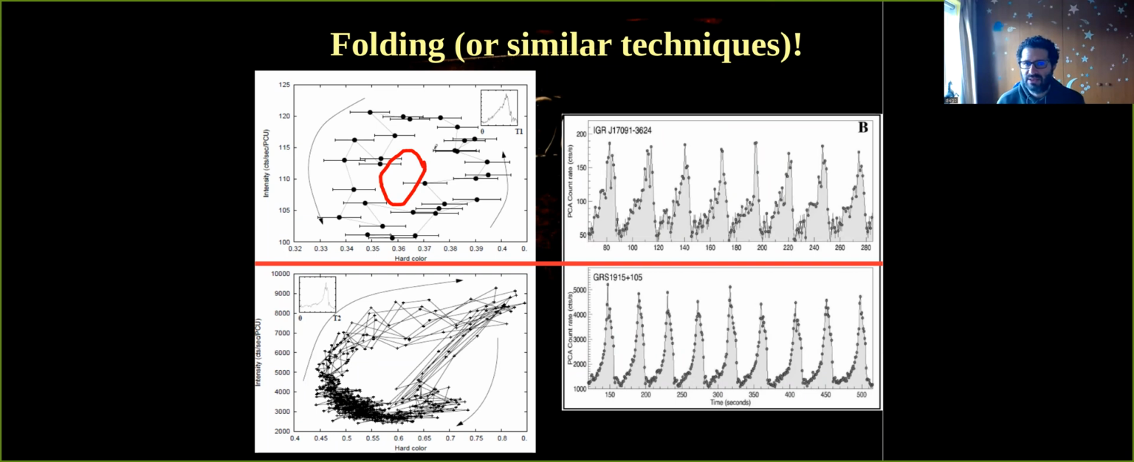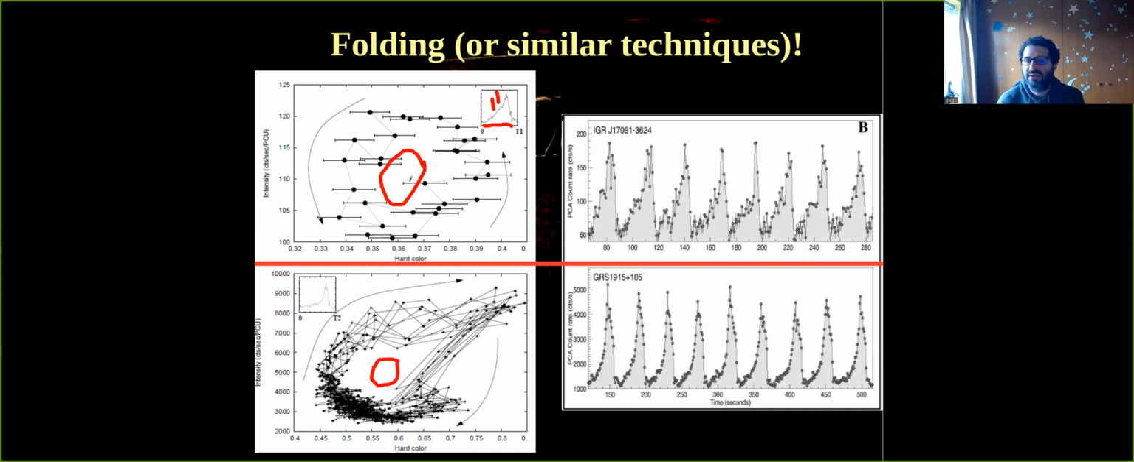This loop is created by first folding the light curve, creating GTIs, as you remember from Wednesday, of each region, and then calculating the average color and the average intensity in each part of this profile. What are the pros and what are the cons of doing this? Well, the obvious pro is that you are able to reduce your error bars, and you are able to test, as in this example, that you are actually seeing a loop as well.